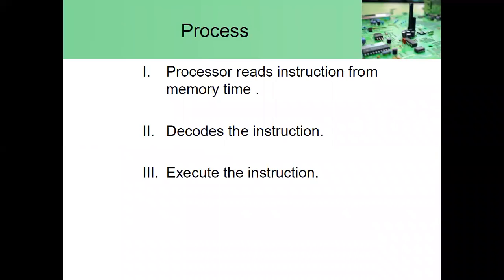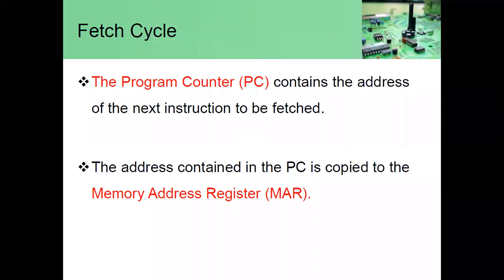What is the process of the instruction execution cycle? The instruction execution cycle has three parts. The processor reads the instruction from the memory and puts it in the instruction register. Then decoding of the instruction takes place. And the third step is executing the instruction. So there are two cycles which are performed, the fetch cycle and the execution cycle. The program counter contains the address of the next instruction to be fetched.